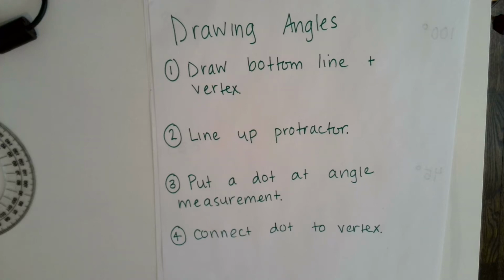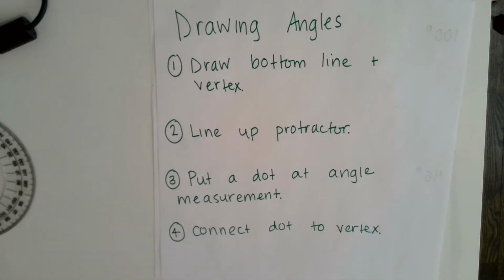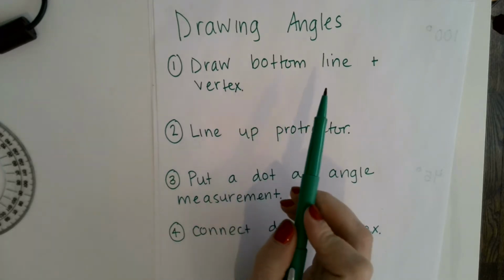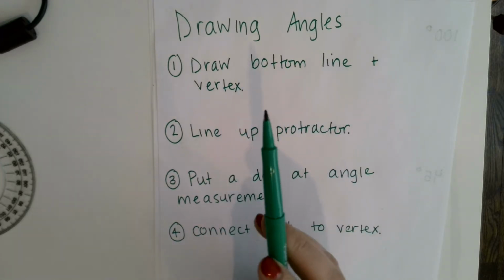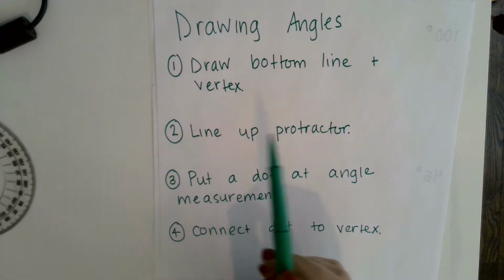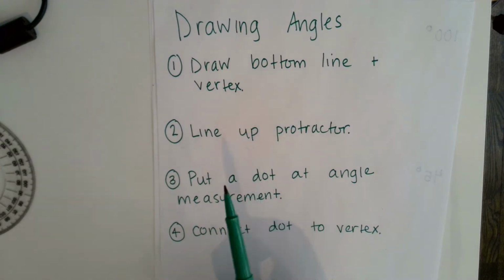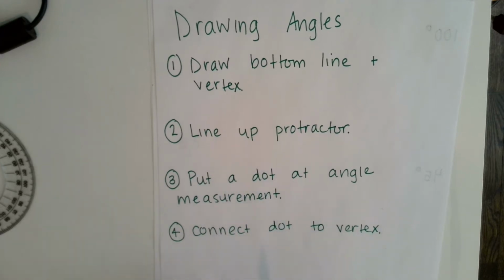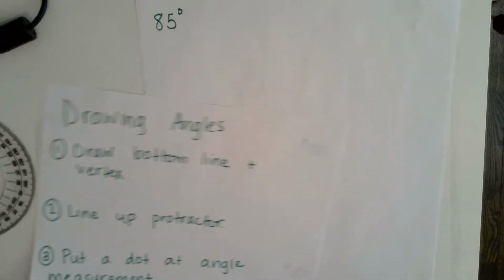Everybody, so today we're going to talk about drawing angles. So these are the steps we're going to follow, and then I'm going to model for you how to do some of them. So the first step we want to do is draw the bottom line and mark it with the vertex. We want to line up the protractor. We want to put a dot at our angle measurement, and then we want to connect that dot to the vertex. And I'll show you what I mean by all of that with some examples.